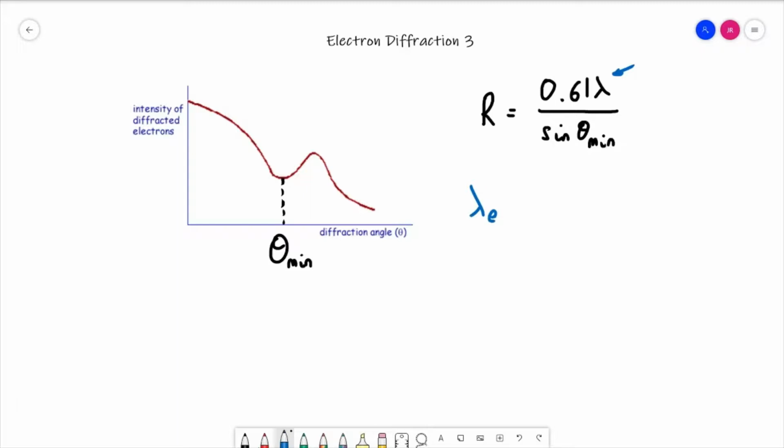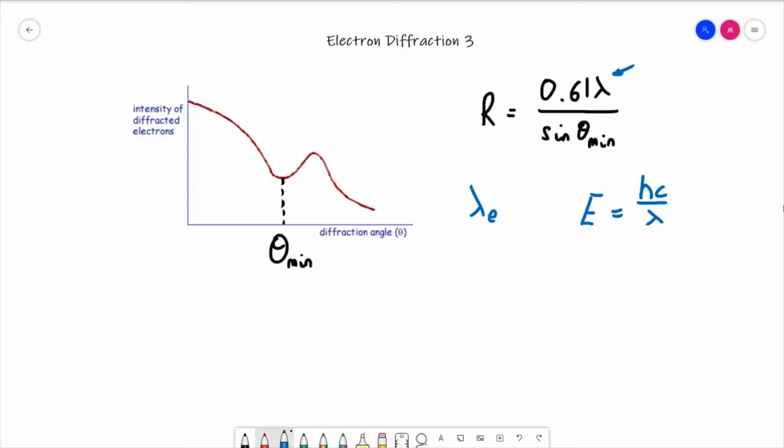Now, obviously, because we're talking about the wavelength of the electron, we can see that we are talking about electrons behaving as waves, and that's part of wave-particle duality. Now, in order to calculate that wavelength, we're going to use the equation E is equal to hc over lambda, where h is Planck's constant, c is the speed of light, and E is the energy of the electron.